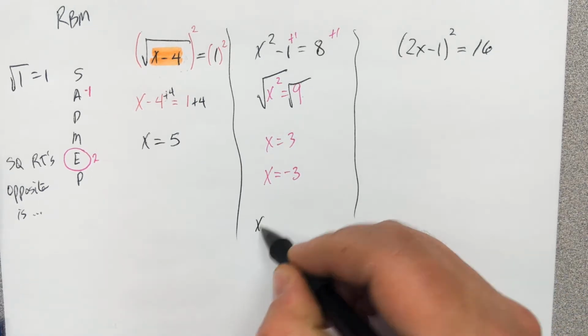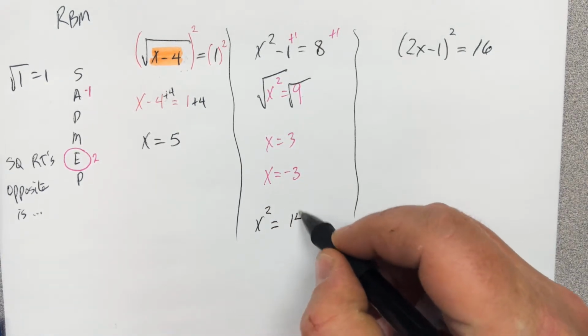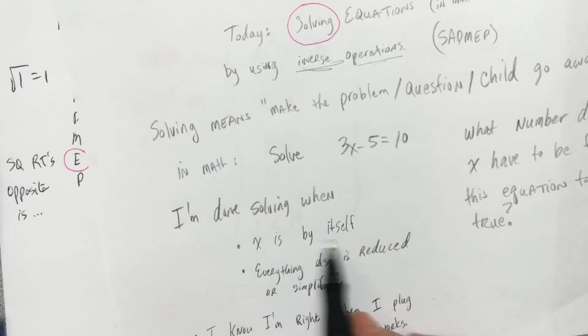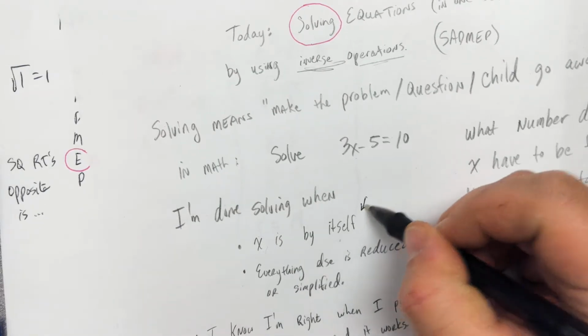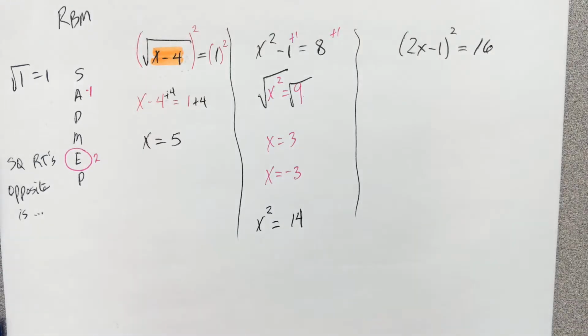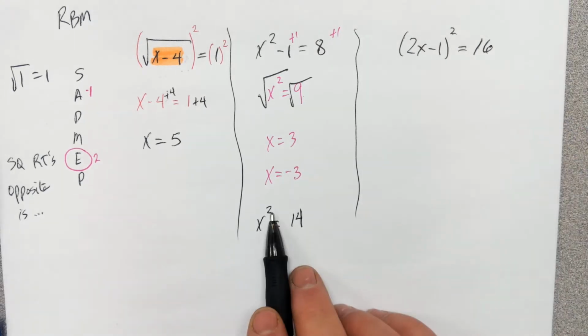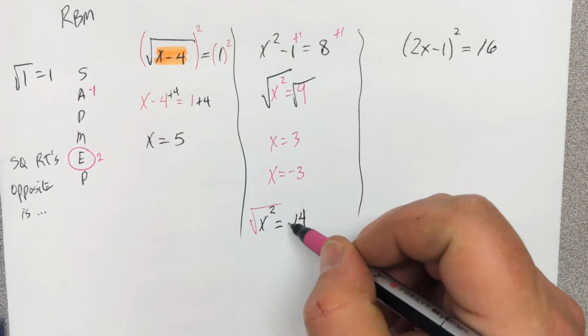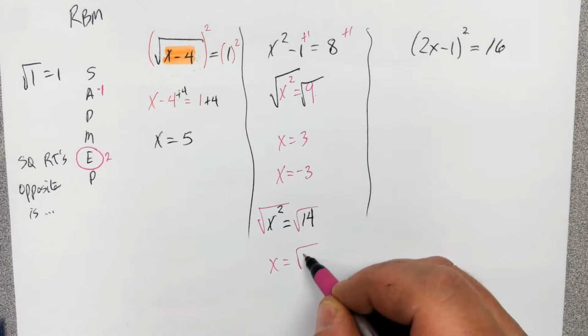So let me show you another example of what I mean. Let's say we had something like this. X squared is 14, and we needed to solve for x. So Gabby, where'd you put my notes? Oh, here they are. Gabby, we're done when x is by itself. That includes exponents. You gotta get rid of them. We have an exponent of 2 right here, and we have to get rid of it. The opposite of square is square root. So your answer is just the square root of 14.